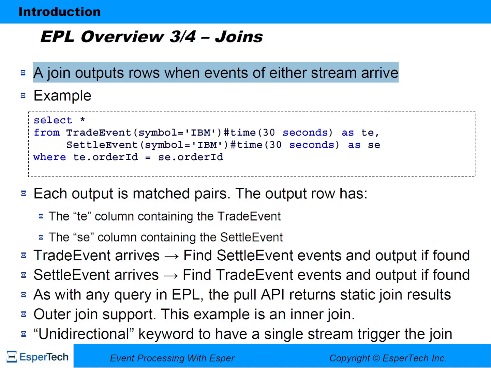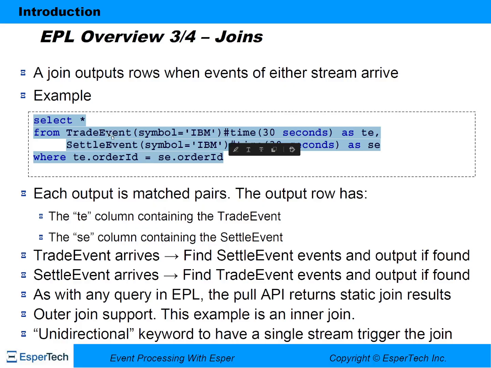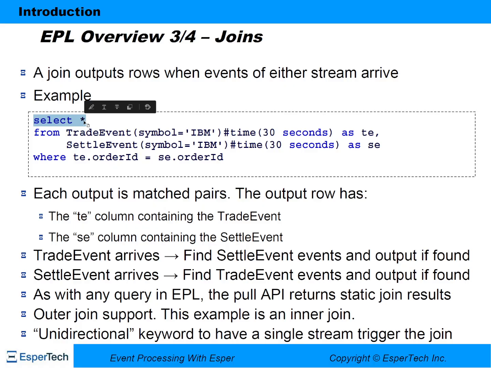Shown here is an EPL that joins the trade events and settle events. It is an example coming from the financial domain that handles trades and settlements for orders. The select clause has a select star. This means that the output contains the events of both streams.